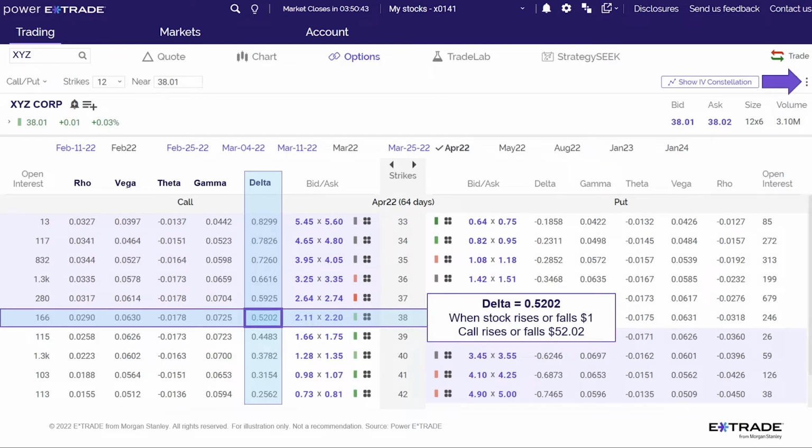And so the direct interpretation of that is that if the stock rises $1 with a delta of 0.5202, that option should rise or fall $52. It's about a $215 option. Look at the bid and ask there. We generally use the midpoint to think about what the value is. That would be $216. So from $216, it would be $52 higher. So that's the dollar movement in the option.